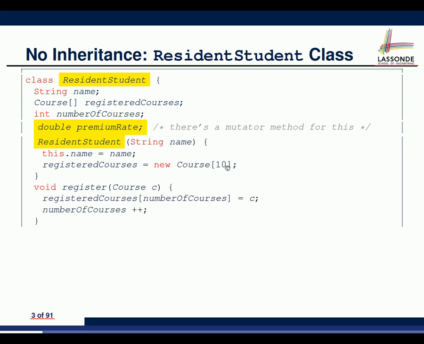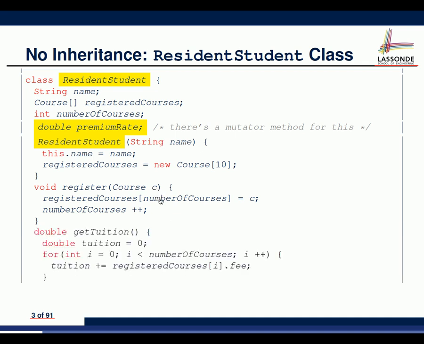And then we also got the register method here. Given a course, we want to register that particular course for this student here. And also we have a method for calculating the tuition. Now, this part I'm showing you here is calculating the base amount. So starting the tuition from 0, run a loop over all the courses the current student is registered for, and then add up all the course fee together, right?